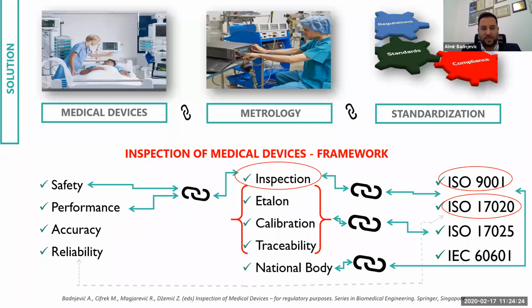So the solution in this case for the testing and inspection of medical devices is presented here. What does it mean? It means that for medical devices, the most important are safety, performance, accuracy, and reliability. How can we get safety? By doing inspection, by doing 60601 electrical safety standards. How can we test performance? Again, by doing inspection, but per ISO 17020 standards. With what will we do this inspection? We will do it by using our etalons, which will be calibrated with established traceability by using ISO 17025 standards. By doing inspection with etalons which are calibrated and have established traceability, we are getting the safety, performance, accuracy and reliability of our medical devices.